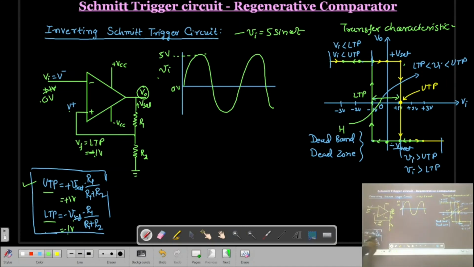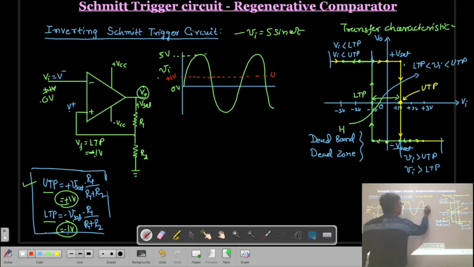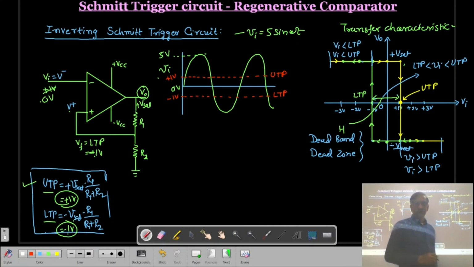Now we will consider the same circuit where my UTP is plus 1 volt and the LTP is minus 1 volt. So I will mark this here. Let us say we have this plus 1 volt, that is the UTP, and this is my LTP, minus 1 volt. Correct? Now we have to see what will be the output of the Schmitt trigger circuit.